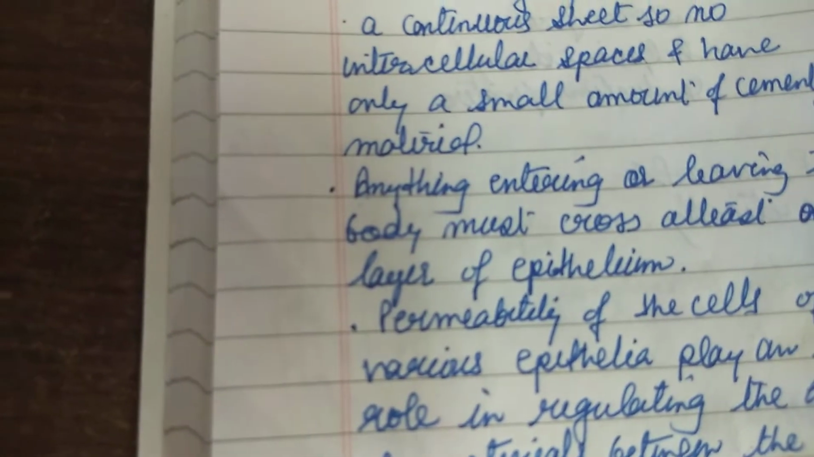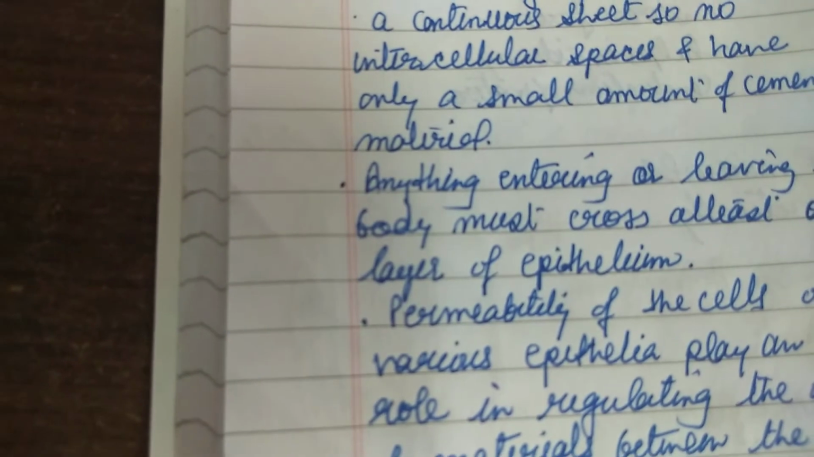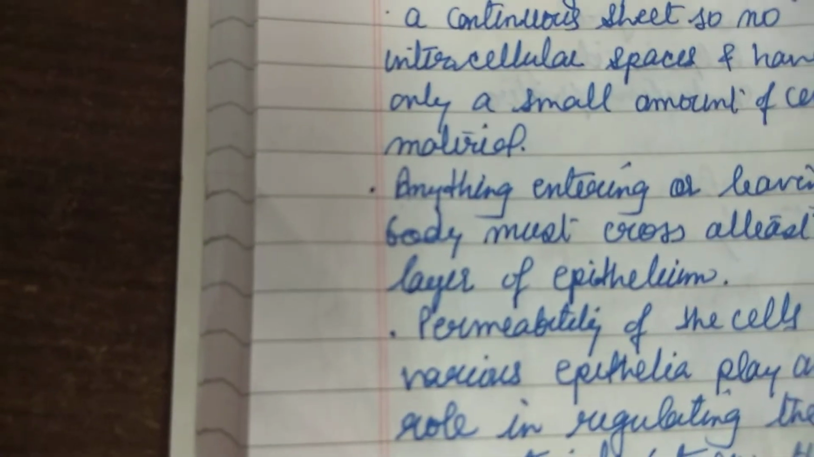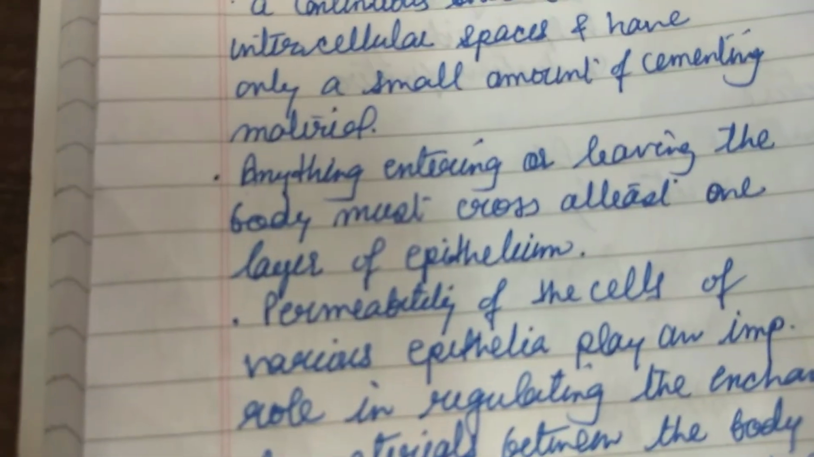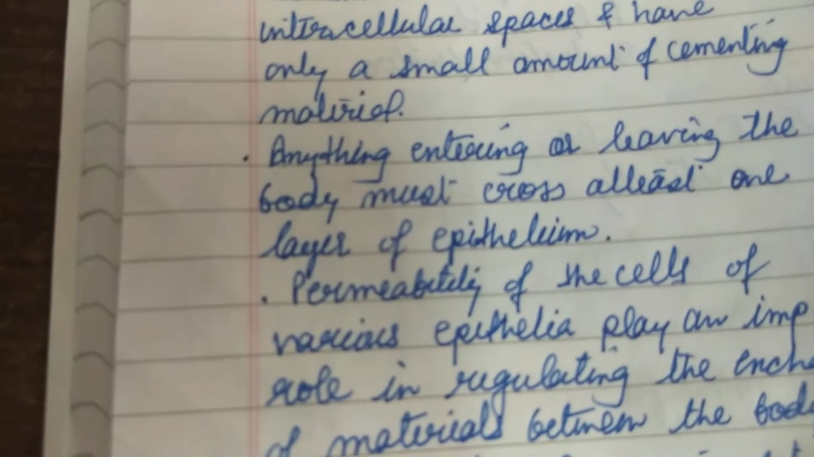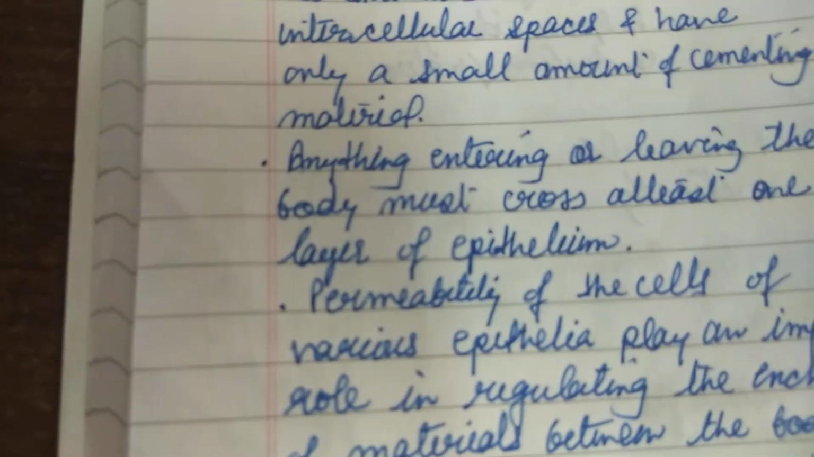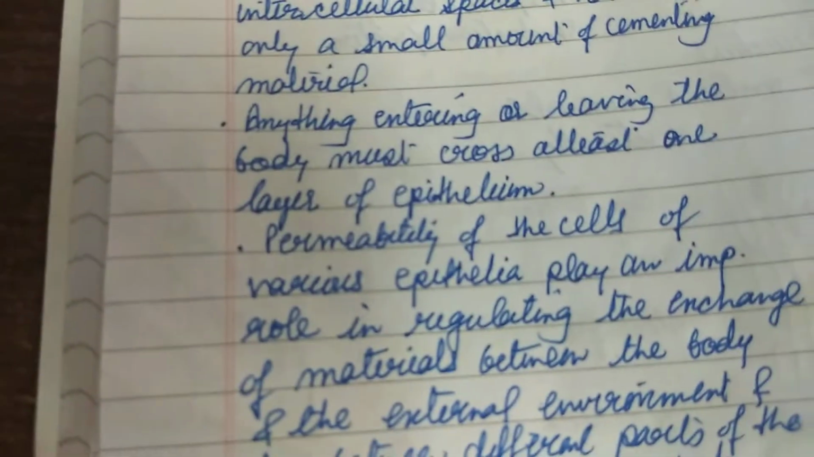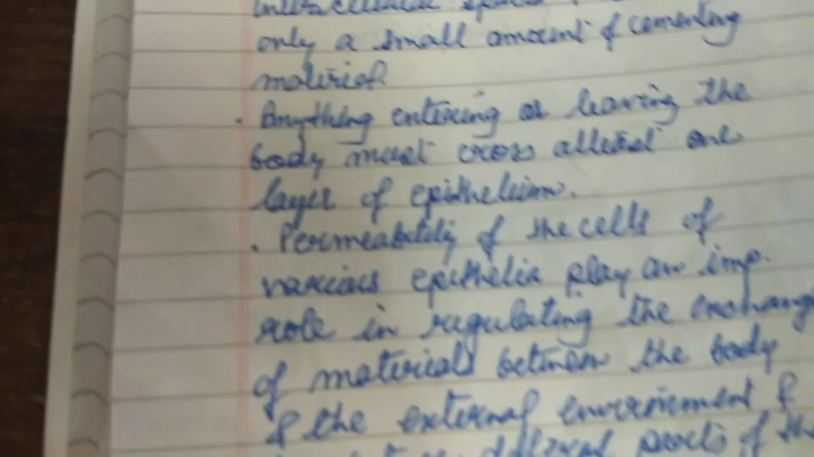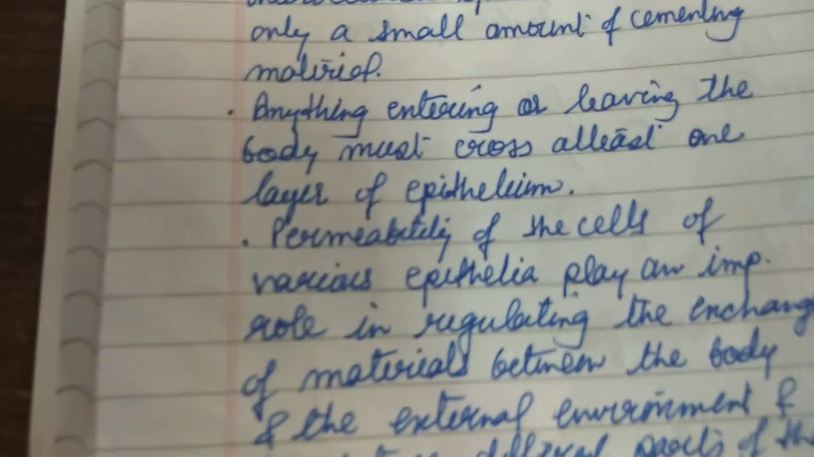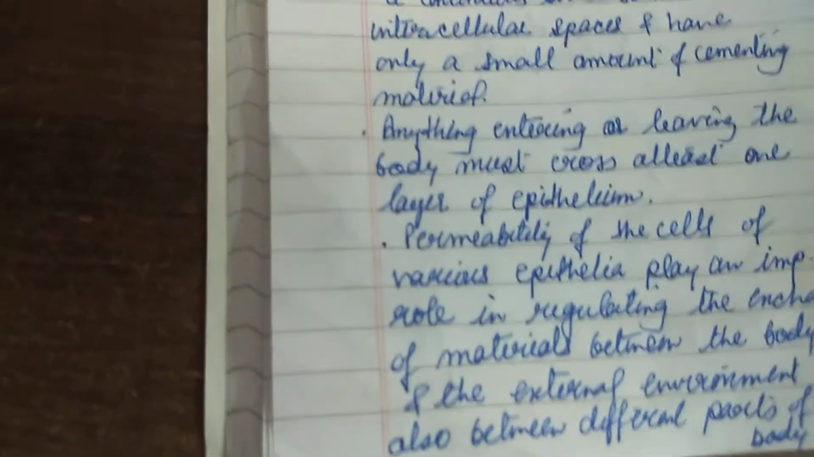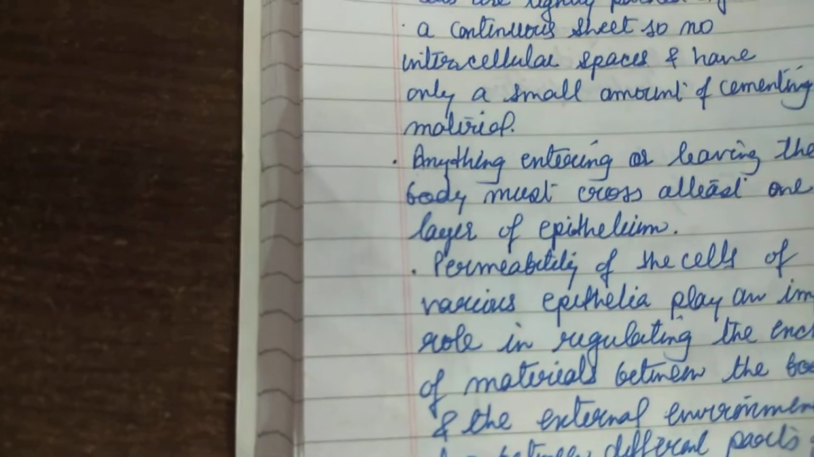The cells are permeable. Permeability means they allow something to enter and they restrict something from entering into the body or into the organ. So their permeability plays an important role in regulating the exchange of material between the body and the external environment, right? And also between the different parts of the body, right?